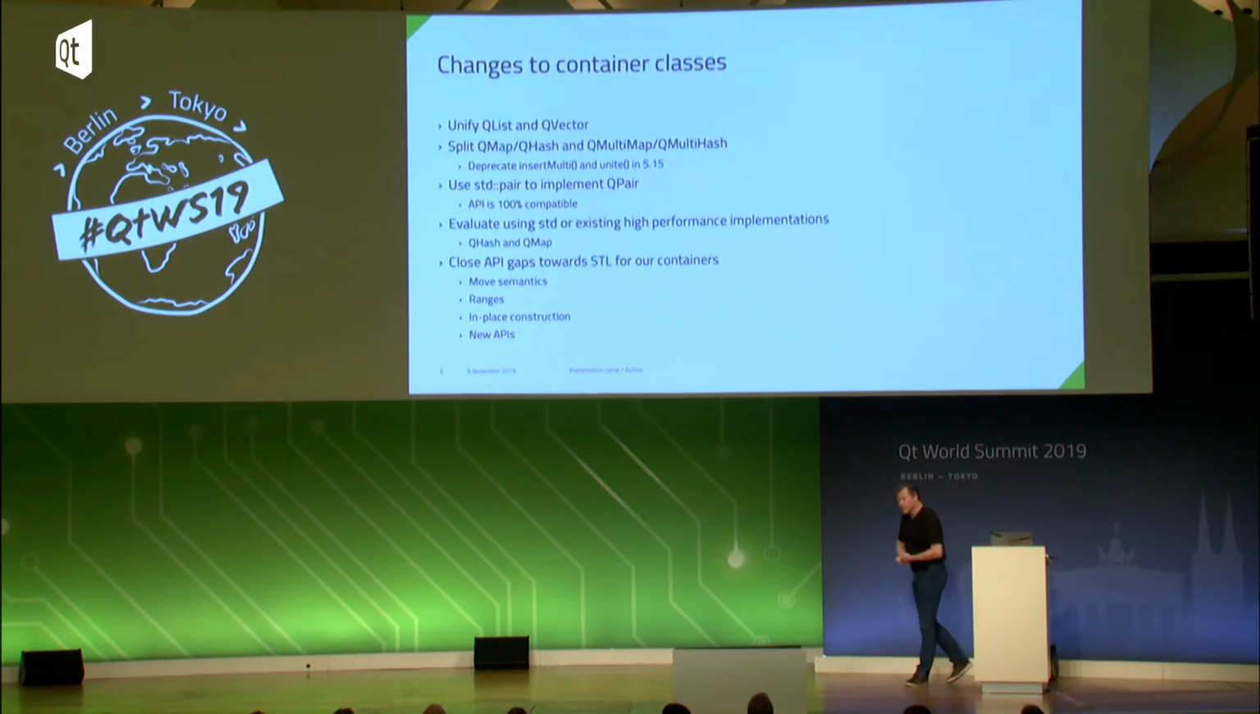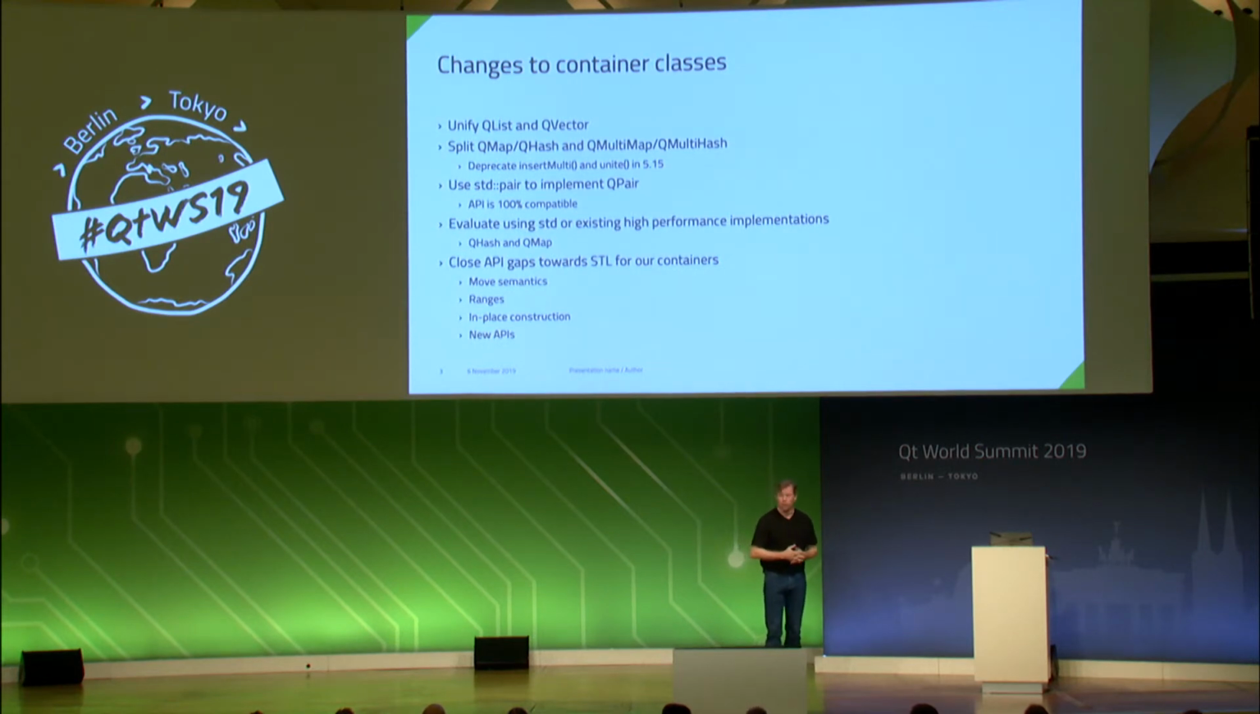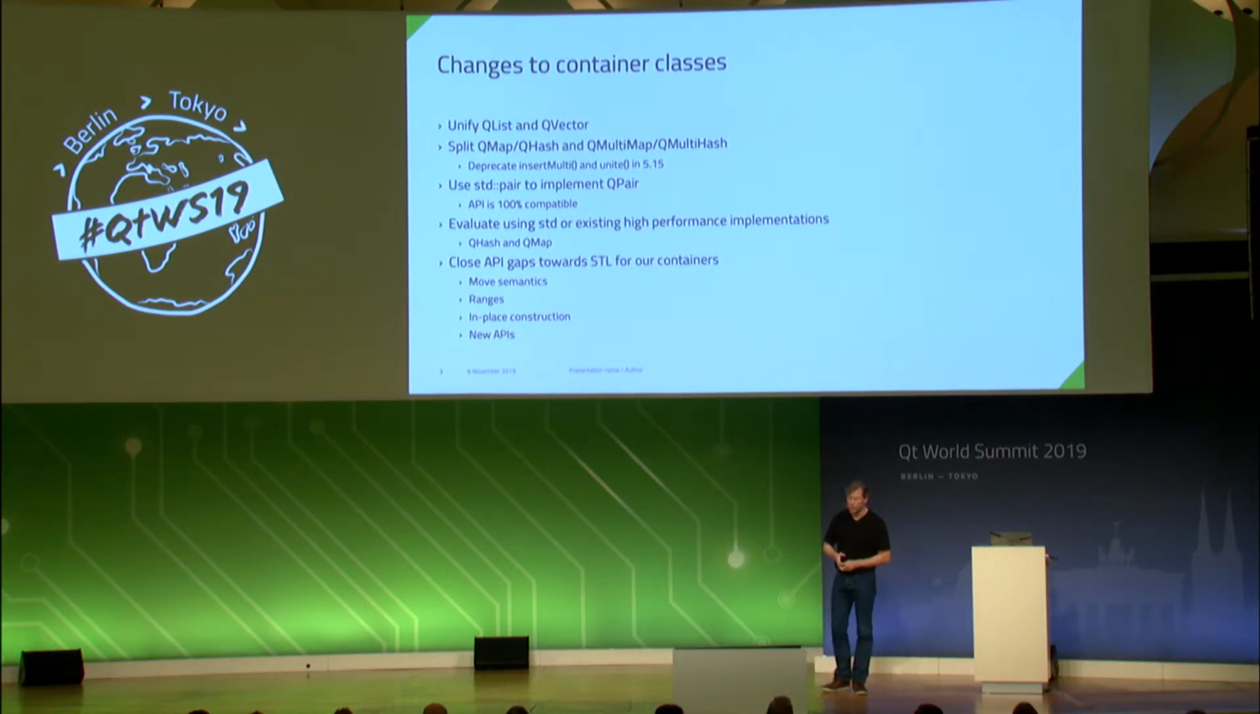Start off with the container classes. You all know about those. We talked about that in the keynote yesterday. A couple of things that are happening. The unification of QList and QVector, I got that merged a couple of days ago. So it's only QVector now. QList is an alias to it. Might break a little bit of source code, but it seems to be mostly compatible from the behavioral point of view. The main thing that breaks are forward declarations of QList.